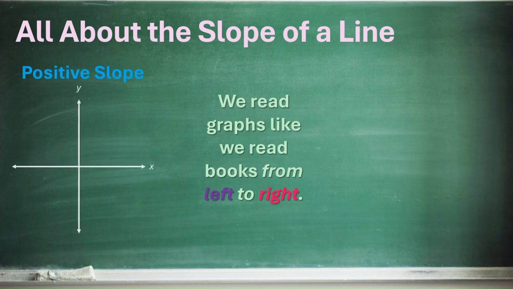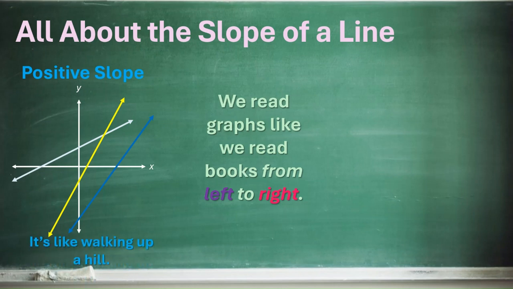So let's look at this positive slope. Remember, we're reading from the left side of the graph to the right side of the graph. What do you notice about all 3 of these lines? They start low and they end high. That is how you know they have a positive slope. You could think of this as walking up a hill. If you start on the left side and you are walking up a hill to get to other points, that means your line has a positive slope.